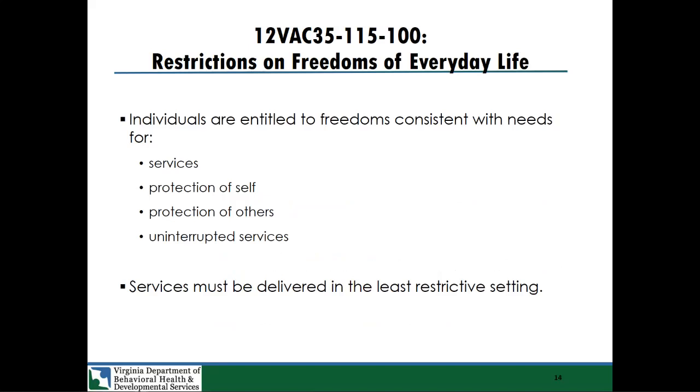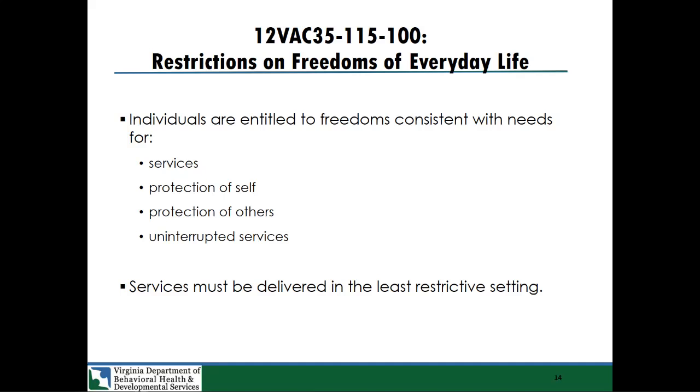The human rights regulations do not eliminate a provider's ability to impose restrictions. If restrictions are needed to achieve a therapeutic balance between an individual's rights and their health and safety, the provider is able to implement restrictions. However, the process for implementation must be adhered to.